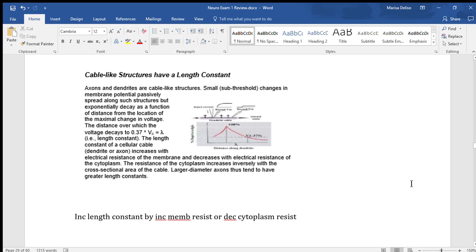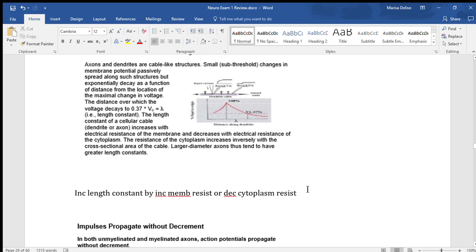Again, cytoplasmic resistance is based on the size of the axon, the cell itself. And membrane resistance is the myelin.